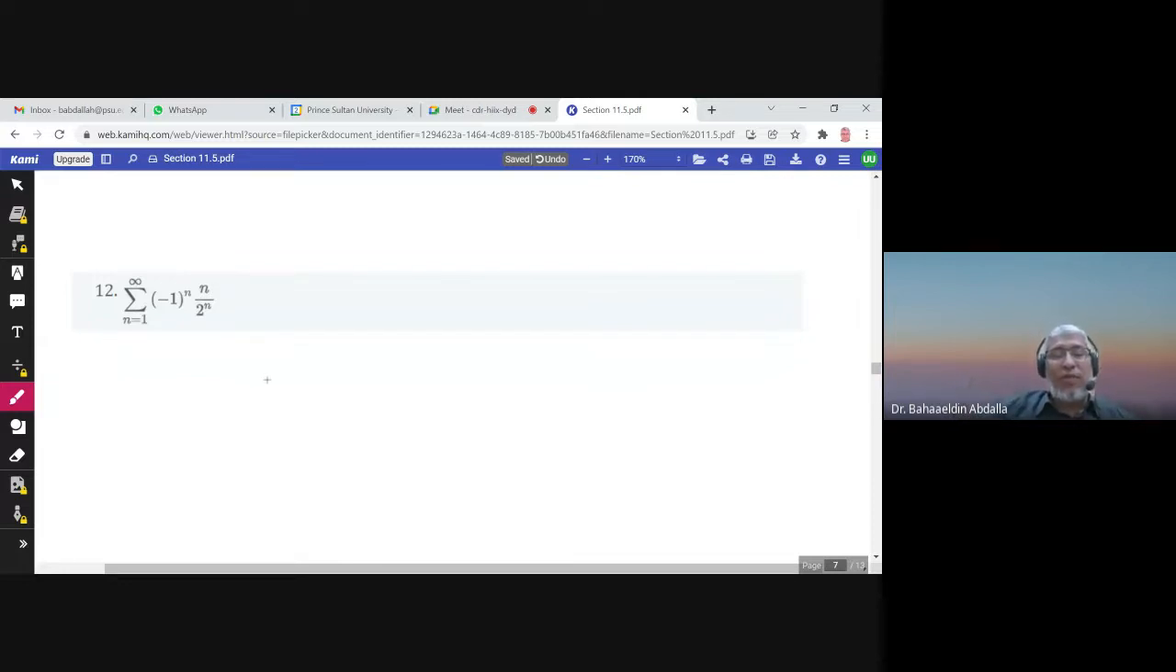Well, here, what do we have? Bn is n over 2 to the power n. And that's greater than 0 because if n is 1, it would be 1 over 2 and so on. Okay, what is the limit of n over 2 to the power n when n approaches infinity? Well, it is infinity over infinity. So we need to use L'Hopital's.